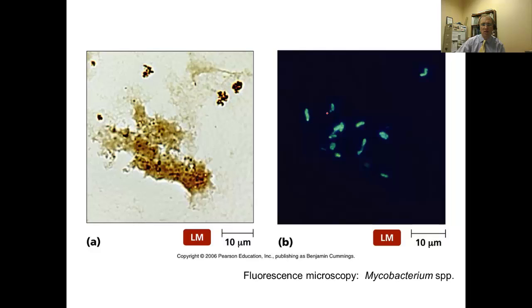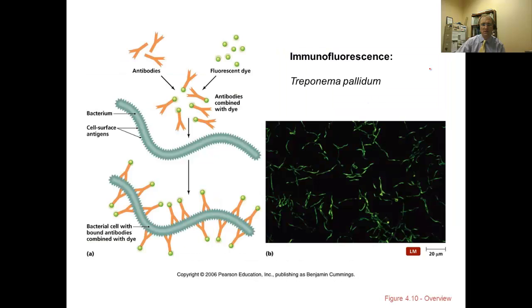We can see this applied within a clinical setting right here. The microorganism in question is coated with these chemicals that have a fluorescent dye attached to them. As ultraviolet light hits this fluorescent dye, a color appears in the dark background here, and this is a clinical diagnostic test to detect the presence of a microorganism, Treponema pallidum, which is the causative agent of syphilis.